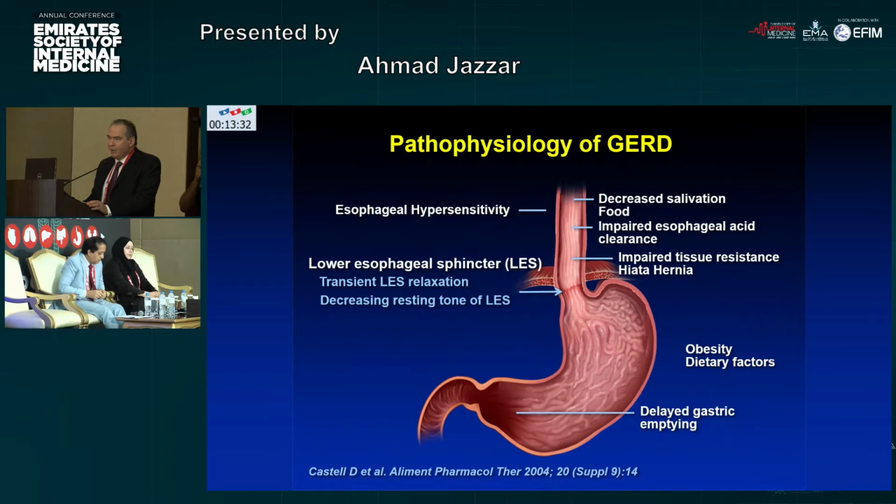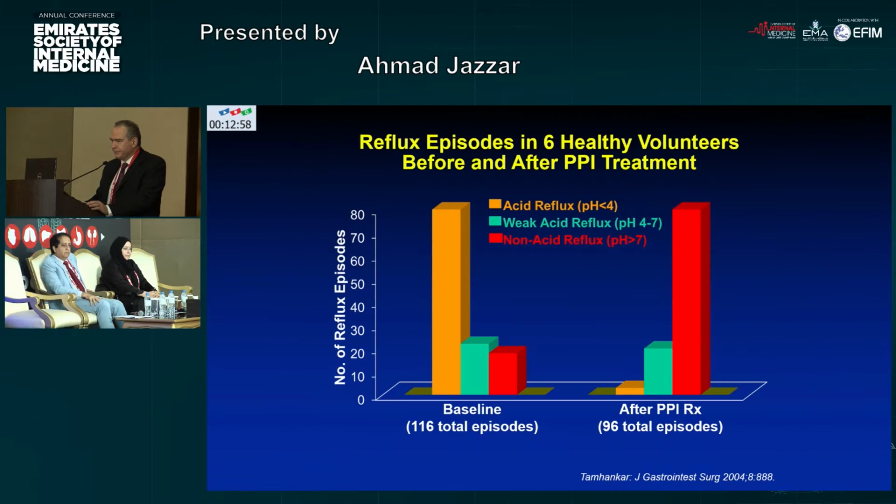treat them. From a pathophysiological standpoint, two major things we see with patients with reflux: either a hiatal hernia or a lower esophageal sphincter problem, whether it's a lower esophageal sphincter relaxation or an increase in the transient lower esophageal sphincter relaxation episodes, which happens in about 75% of these patients. Obesity can play a role, dietary factors, delayed gastric emptying, as well as decreased salivation, which neutralizes the pH from the acid going back in the esophagus, and impaired esophageal acid clearance, as well as impaired tissue resistance.